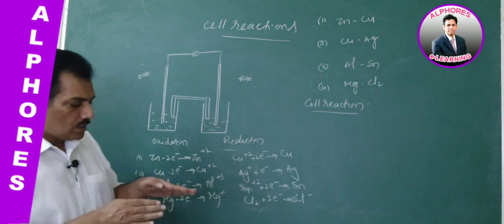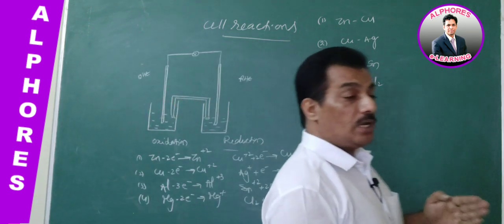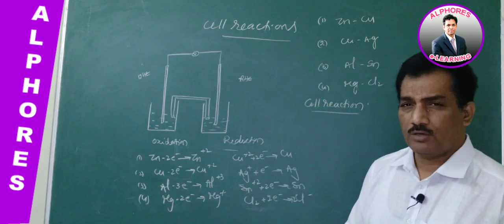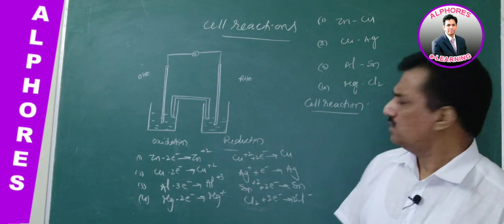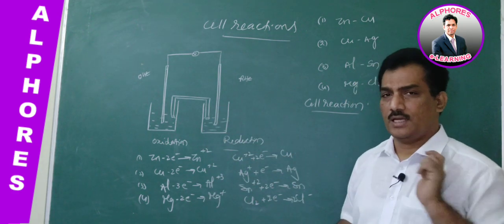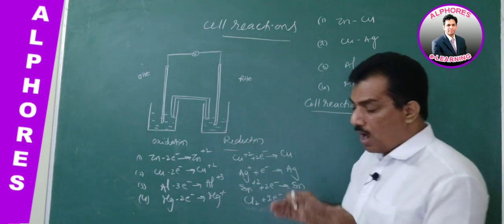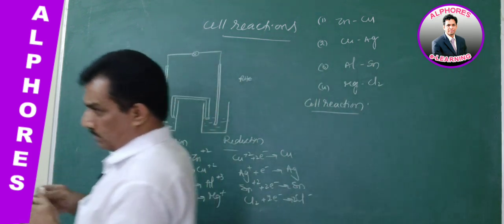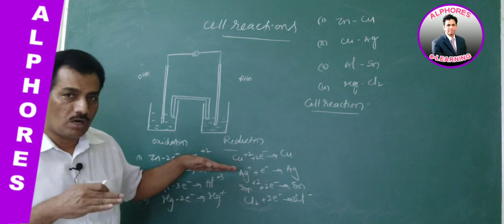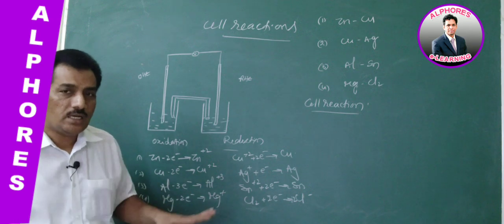Is it not? When the number of electrons in these two half reactions is not equal, we make them equal by multiplying the total half equation with suitable numbers. The same principle we have to observe here, so as to cancel the electrons in the net reaction. So cell reaction is nothing but an algebraic sum of the two half electrode reactions after cancelling the net electrons.